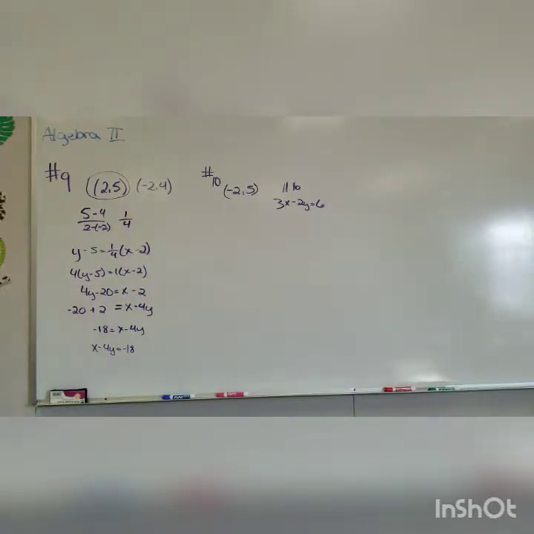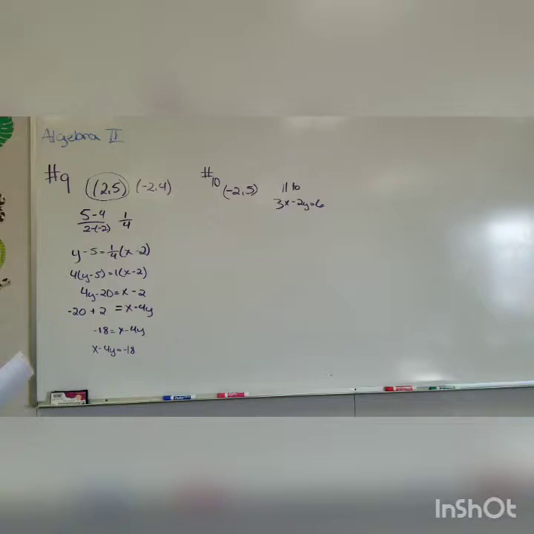All right, and number 10, they give you a point, and then they tell you that this line that you're writing the equation for is parallel to the line with the equation 3x minus 2y equals 6. So when they tell you if they're parallel, that means their slopes are equal.